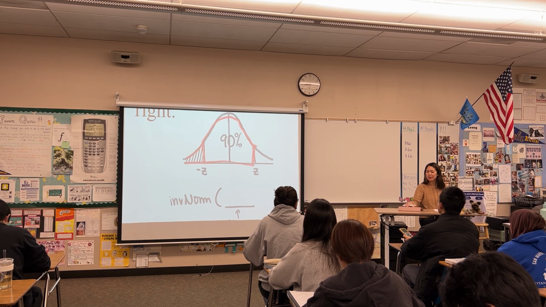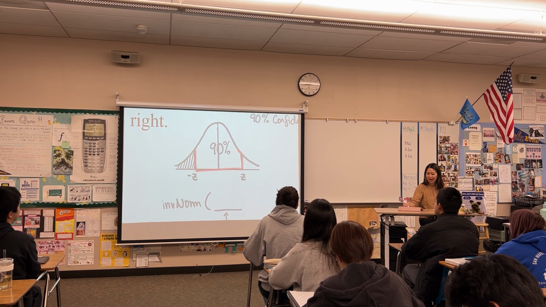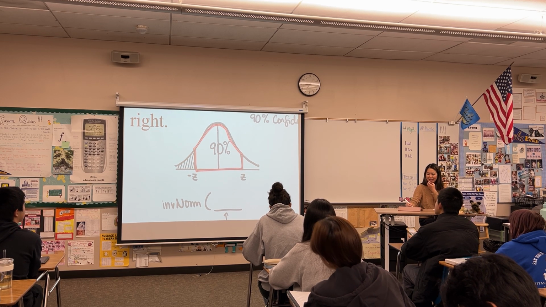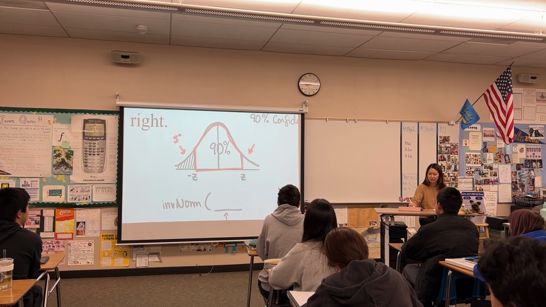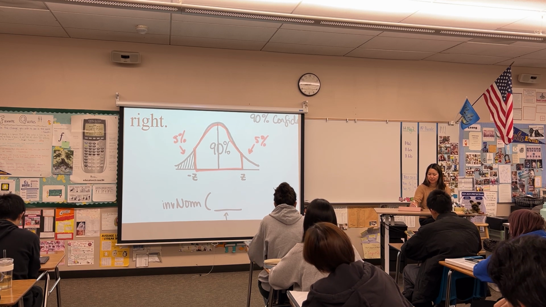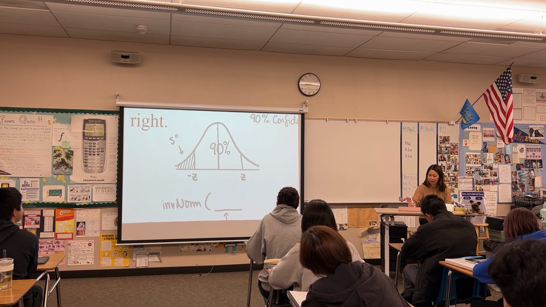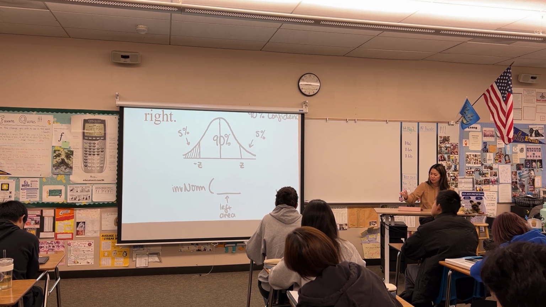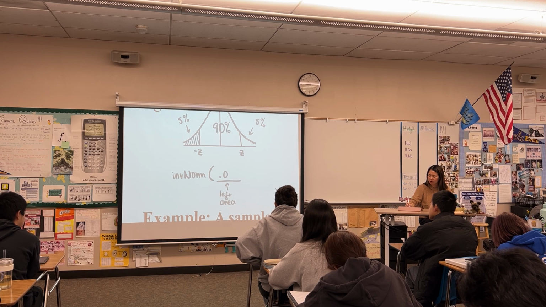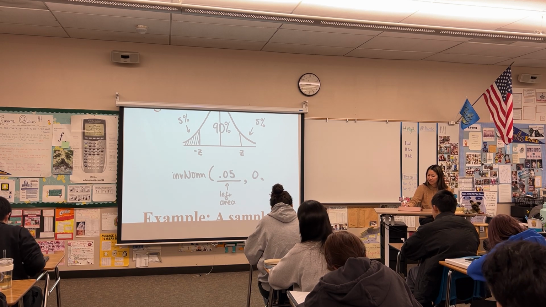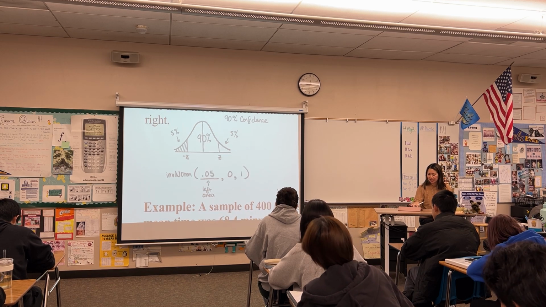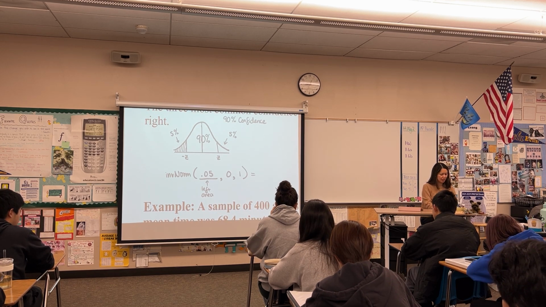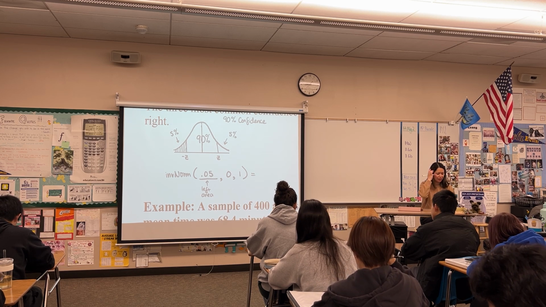5%, exactly. How did you get 5%? Yeah, so you got 100% minus 90, so I know that's gonna be 10% total, divided by 2 because it's symmetric. So that's 5% in each tail. All right, so this is gonna be 5%. This is also 5%. So if I wanna find this particular z, I'm gonna put 0.05 and then leave the mean and standard deviation as 0 and 1. That's the standard normal distribution. So we're gonna leave that to get our z. And what do you guys see when it comes out?